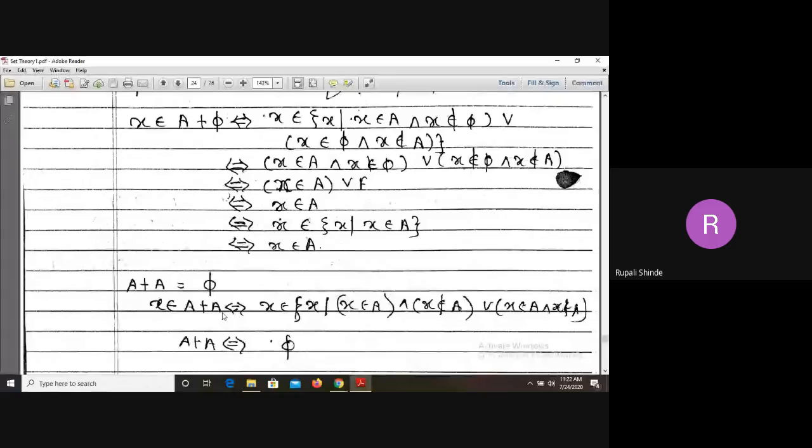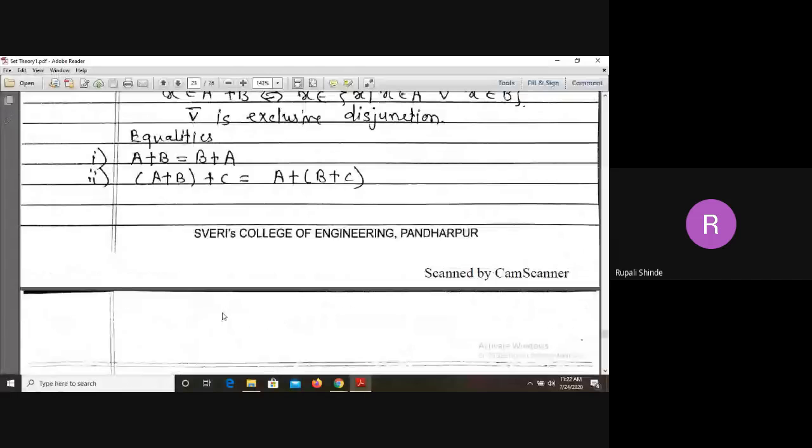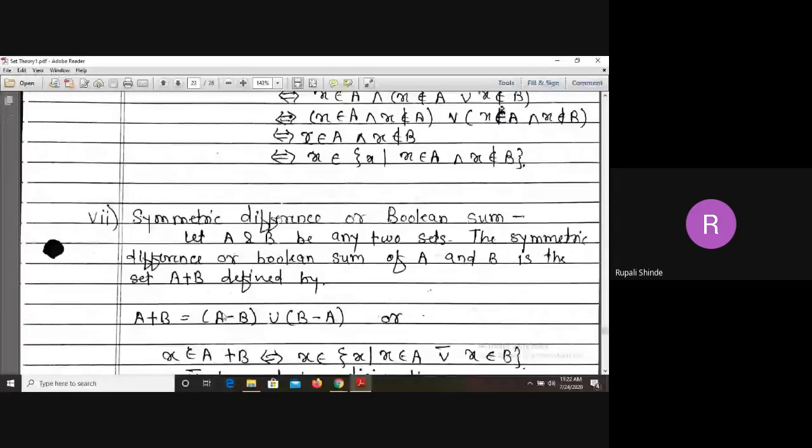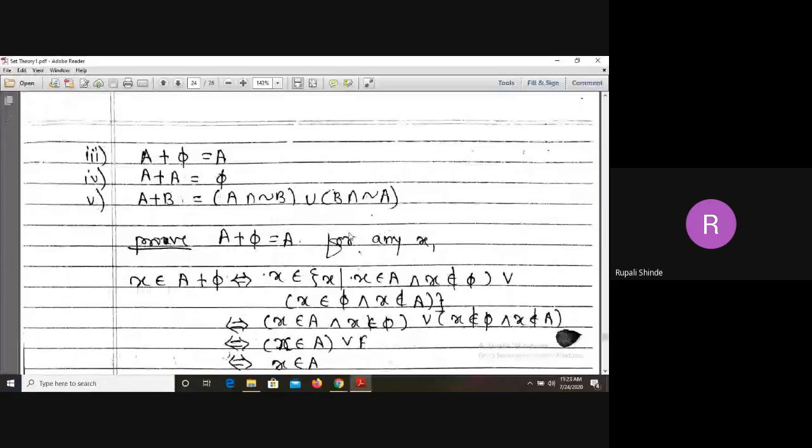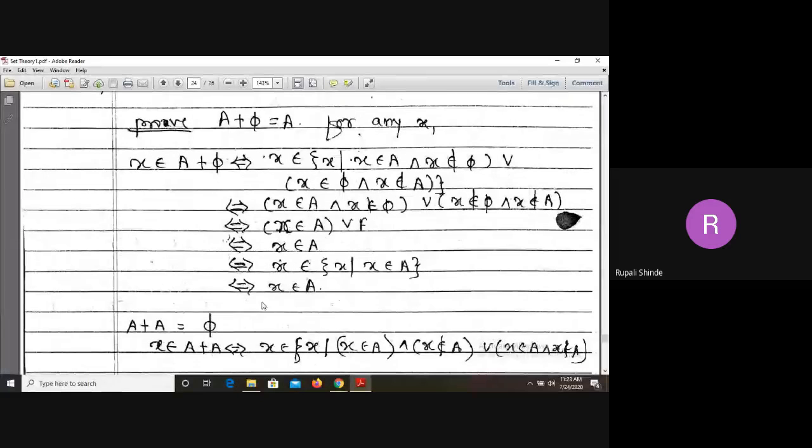A plus A. This will be equivalent to A minus A union A minus A. Okay. इथे बघा definition आपण काय लिहिले? Symmetric difference or Boolean sum. A plus B असेल तर कसं लिहिणार आहे? A minus B union B minus A. So likewise here in our example set is A plus A. So this can be written as A minus A union A minus A. Okay. So same definition we have to apply here.